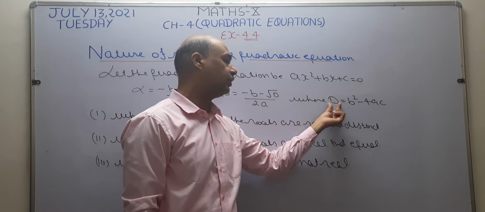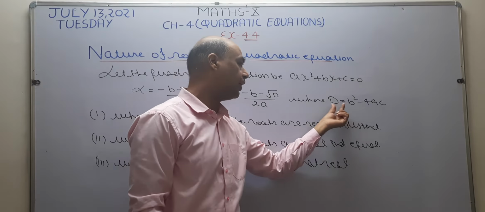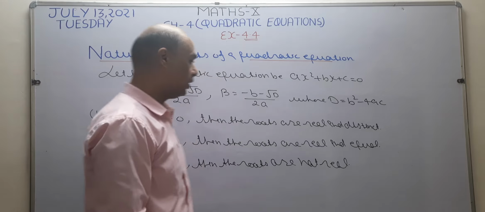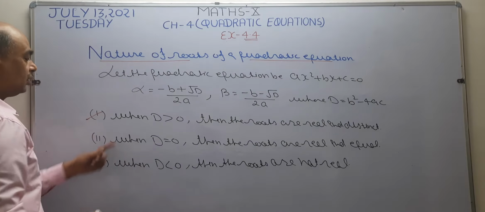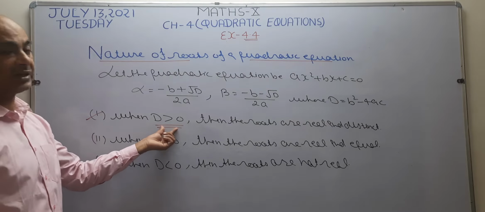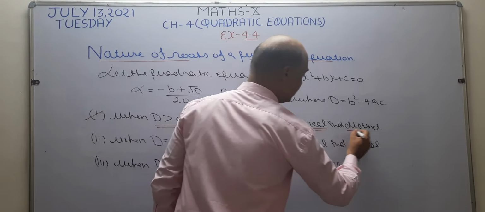D stands for discriminant. So the value of D is b² - 4ac. a is the coefficient of x², b is the coefficient of x, and c stands for the constant term. Okay, number 1: when D is greater than 0, then the roots are real and distinct.